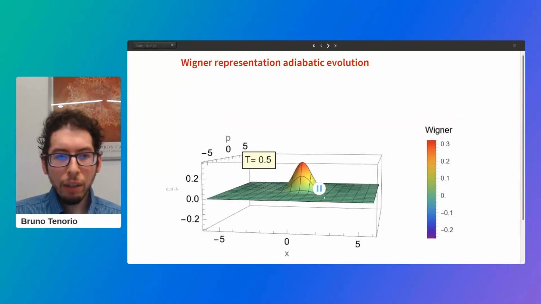Here is the Wigner representation of this adiabatic evolution. We see it will go to a well-defined cat state around time equals 0.5, 1.5.